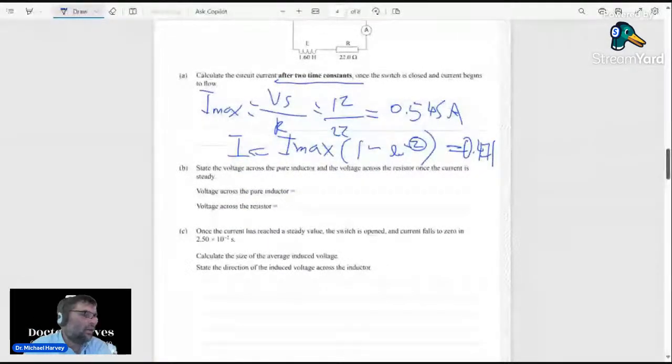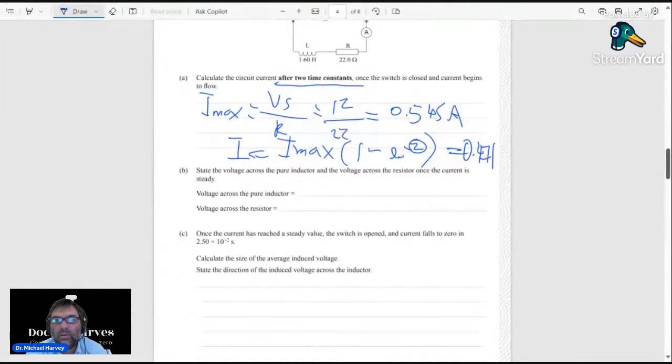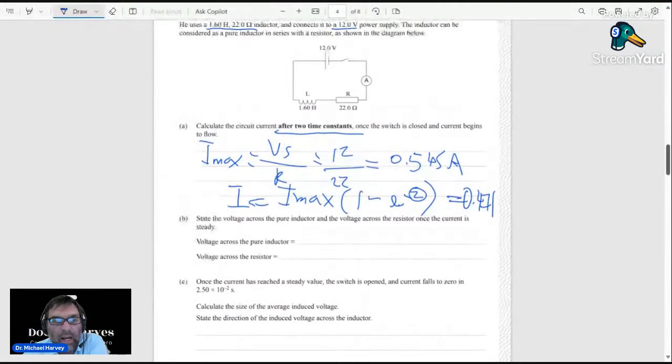Okay, so next question. State the voltage across the pure inductor and voltage across the resistor once the current is steady. So the voltage across the pure inductor, it's easy. That's basically going to be 0 volts, once the current is steady, because there's no change in flux.